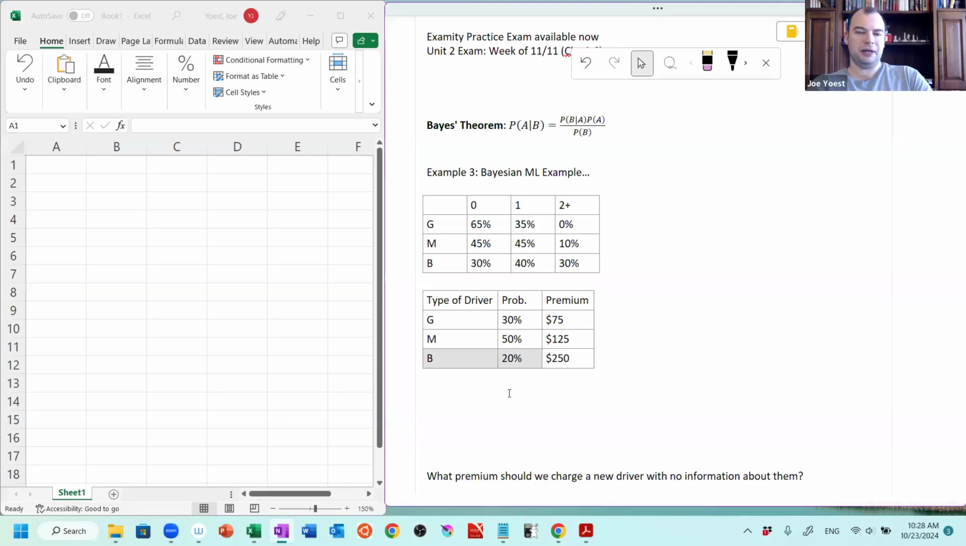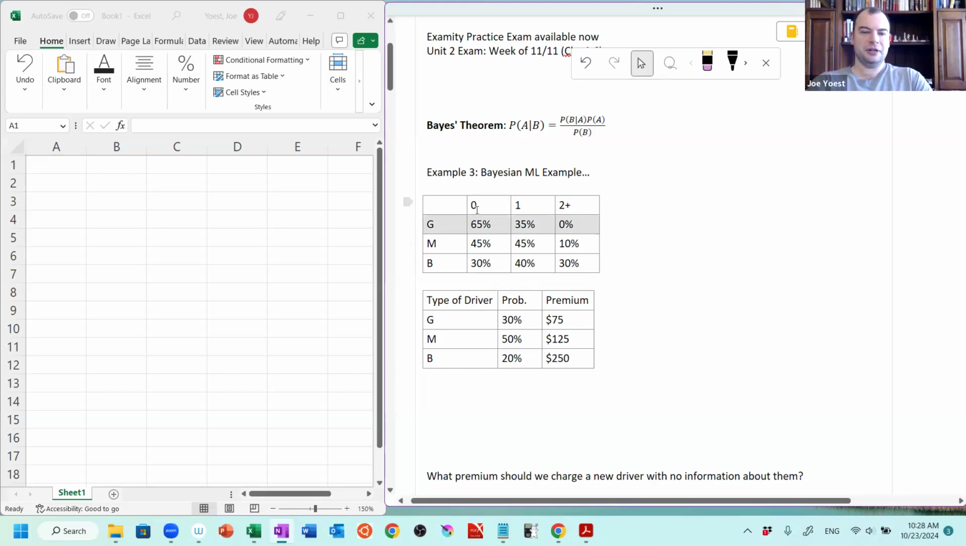We also know a bit about the behavior of these different driver types. This is a table of accidents per year. Good drivers get in 0 accidents per year 65% of the time, so about 2 out of every 3 years. They get in 1 accident per year 35% of the time, so about 1 out of every 3 years. And they get in 2 or more accidents never, 0% of the time.